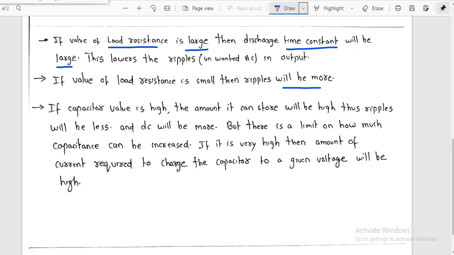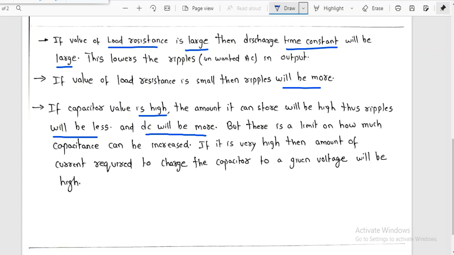And if the capacitor value is high, then the amount it can store will be high. Because of that, the ripples also will be less, and the value of DC output, the pure DC we want to get, will be more. So I repeat again, if the capacitor value is high, then the amount it can store will be high, so the ripples will be less and the DC output will be more.